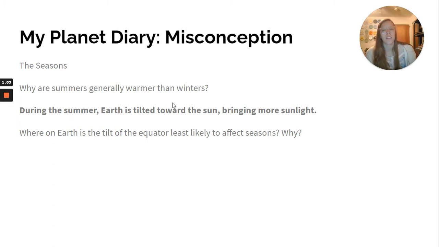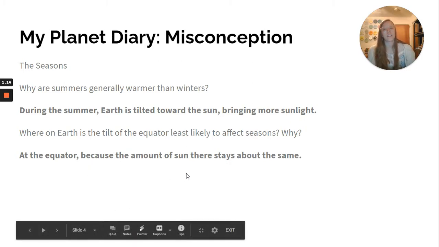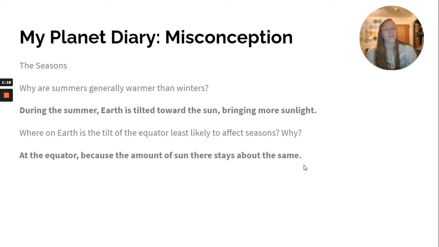During the summer, Earth is tilted toward the sun, bringing more sunlight. Where on Earth is the tilt of the axis least likely to affect seasons? At the equator, because the amount of sun there stays about the same, which is why, generally, closer to the equator you have warmer temperatures most of the year.